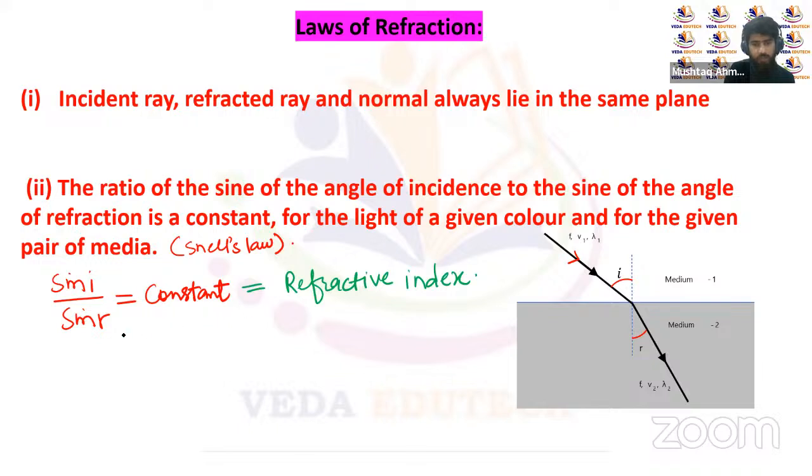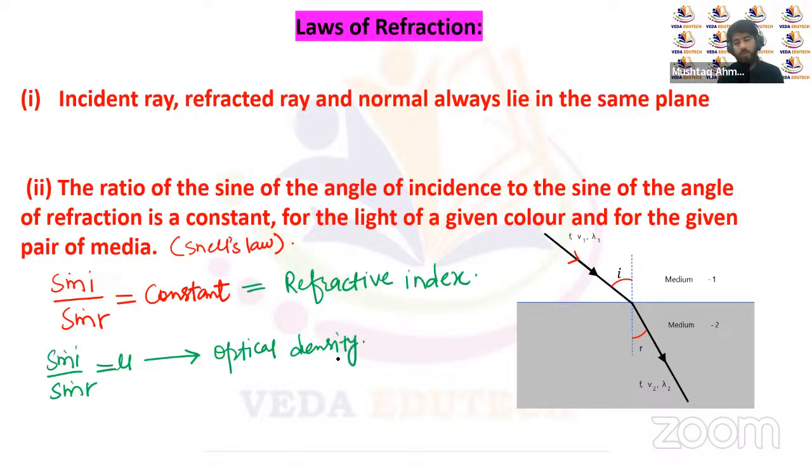So we can replace this constant with the refractive index mu. This refractive index gives us an idea about the optical density of a medium, that is, how slow or how fast a ray of light is going to move in a medium. It's very different from normal density, so it's not comparable to it.